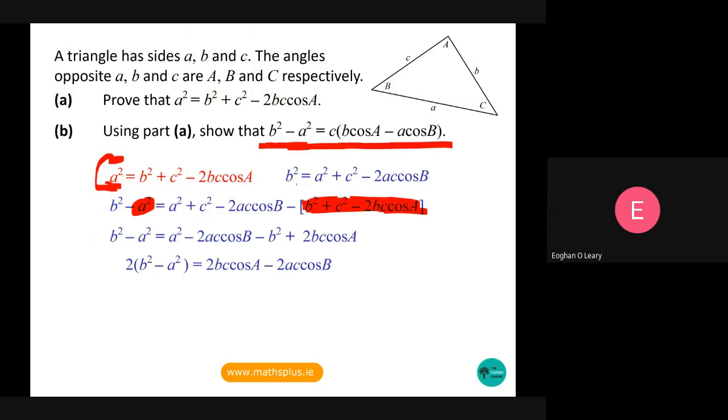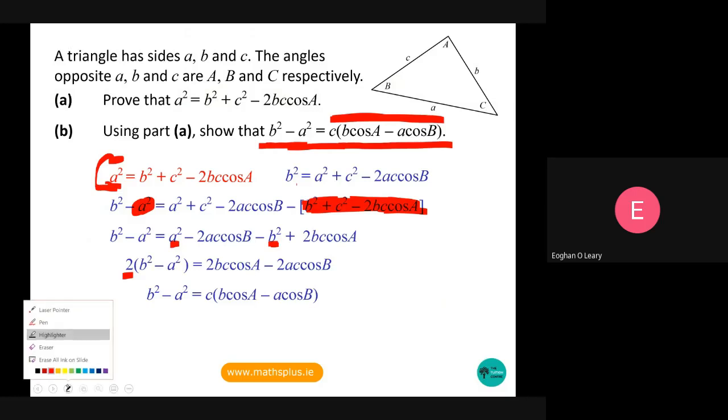So what am I going to do? I know on my right-hand side, if I'm looking back at what I want in my final answer, there's no a squared and b squared. So I bring them over to the left-hand side. And I end up with 2b squared and 2a squared. So I just factorize out my 2. So I have 2(b squared minus a squared) is equal to 2bc cos A minus 2ac cos B. I'm going to divide across by the 2. So the 2's are all going to disappear at this point.